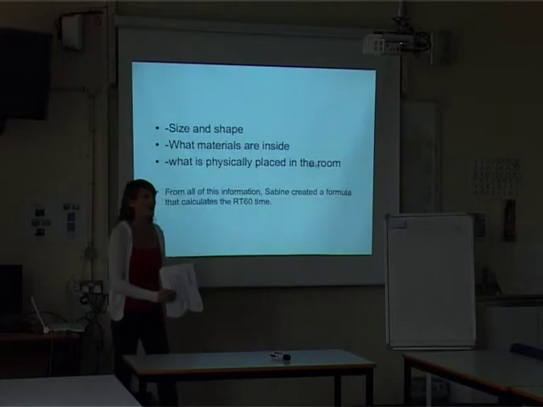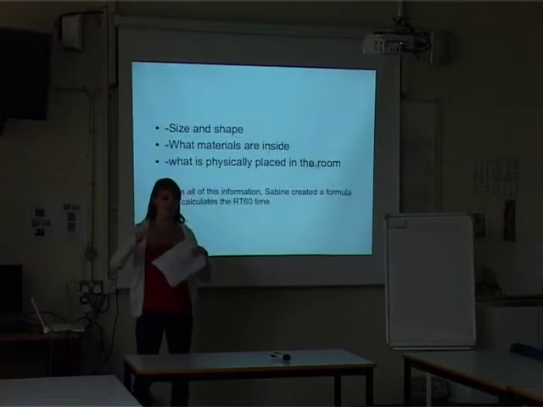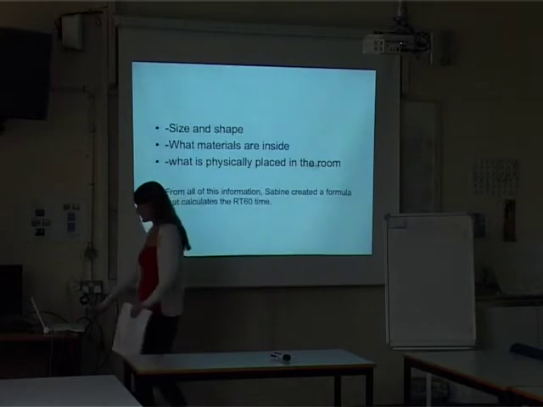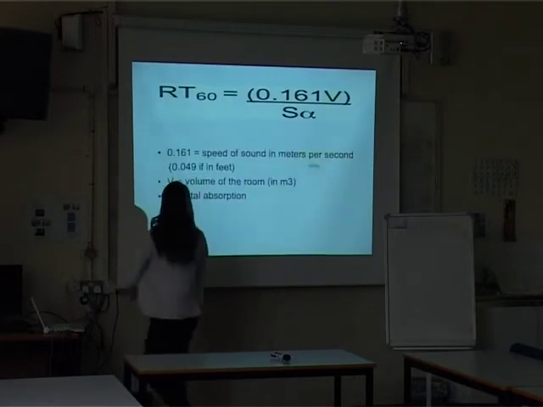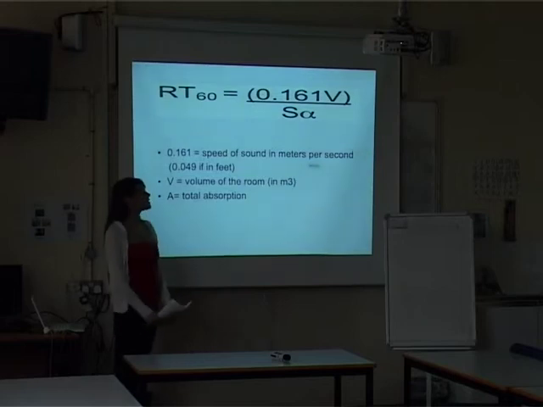We call it the RT60 time because it refers to the amount of time it takes for the reflections to reach 60 dB below the level of the original sound source. And this is the formula: RT60 equals 0.161 V over SA.